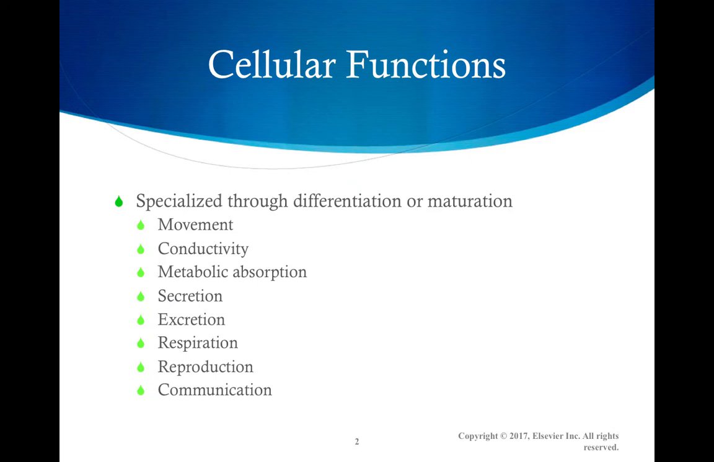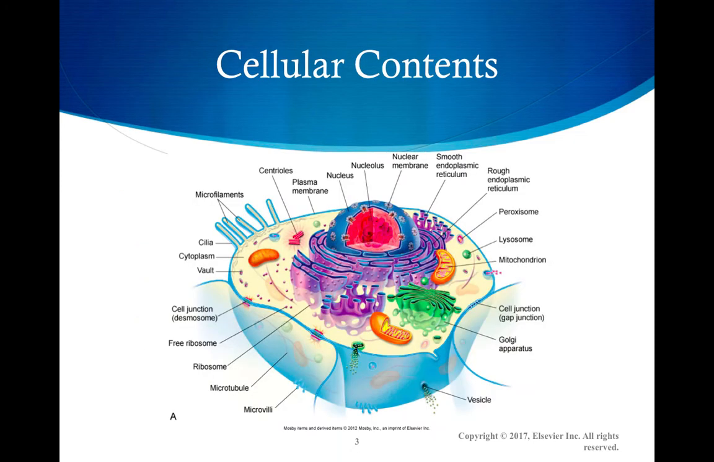Cellular functions are specialized to do different things. This is just a list of all the different kinds of things the cells can do. This is a nice picture of the cellular contents as a review. If you don't remember, we do not need to know all of these things, but there are certain parts of the cell that are very important to some of the processes that get altered during disease.